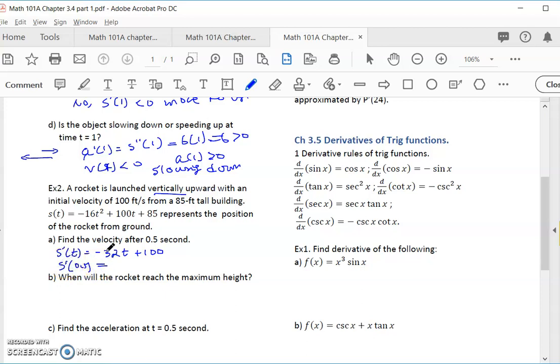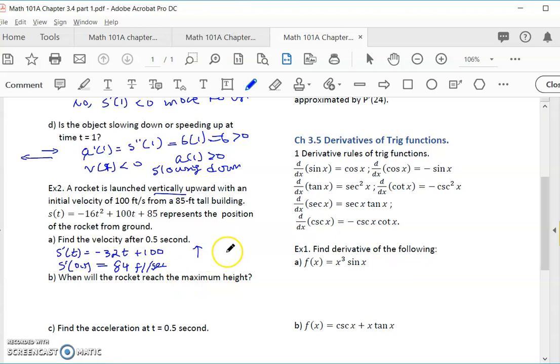So I would do negative 32 times 0.5 plus 100, which is 84. So it is feet per second. And you can see that it's positive. That means it's still going up. Still going up. When will the rocket reach the maximum height?